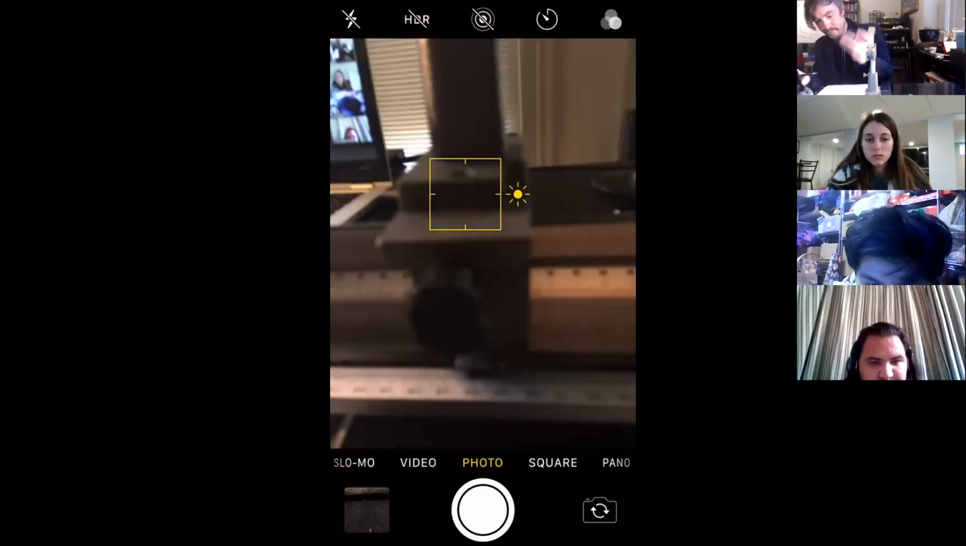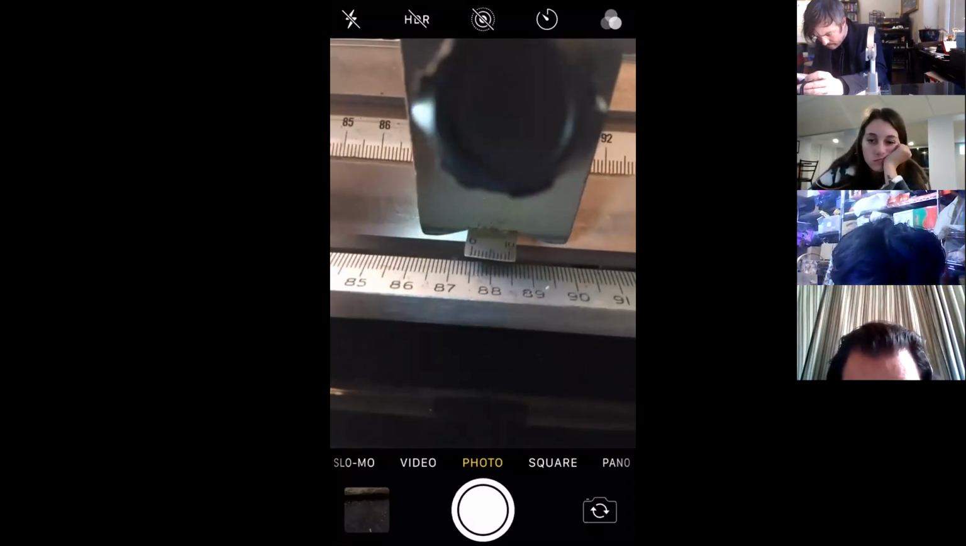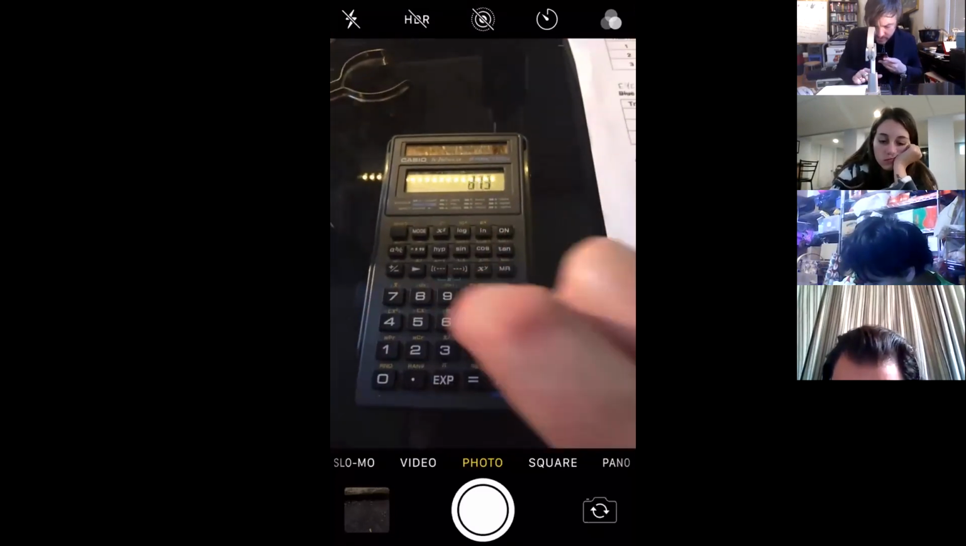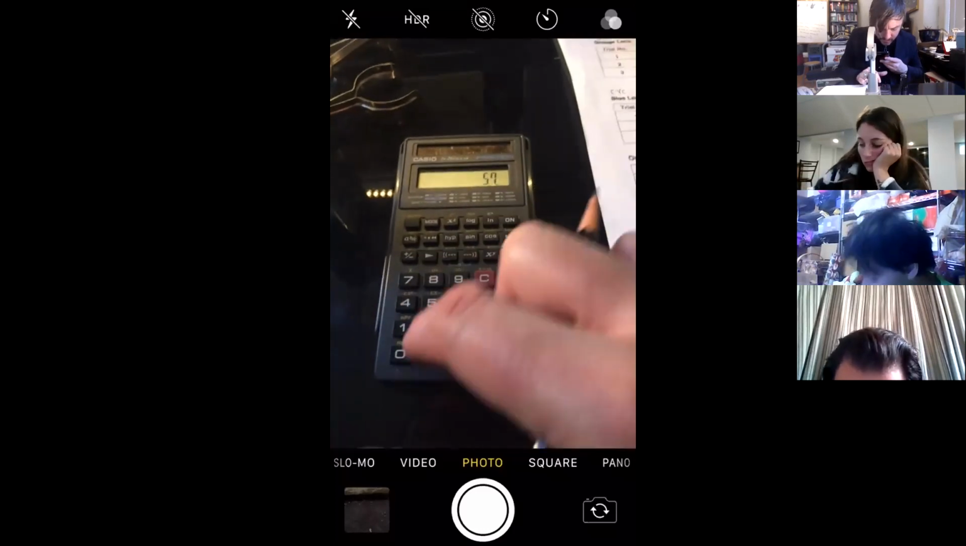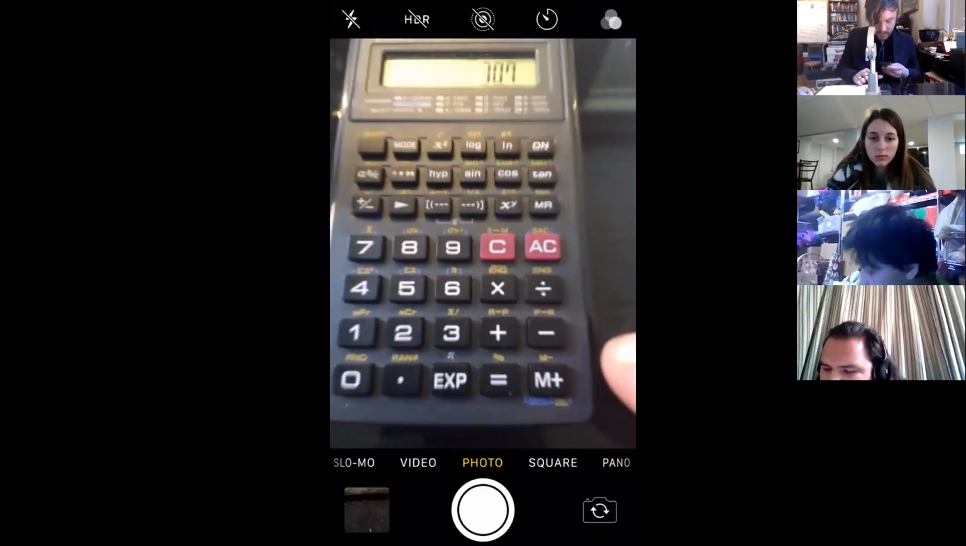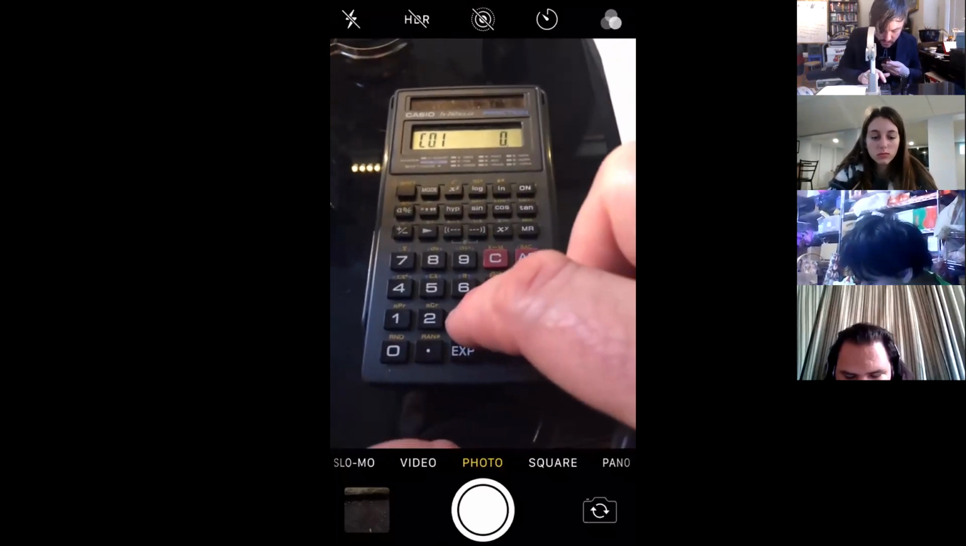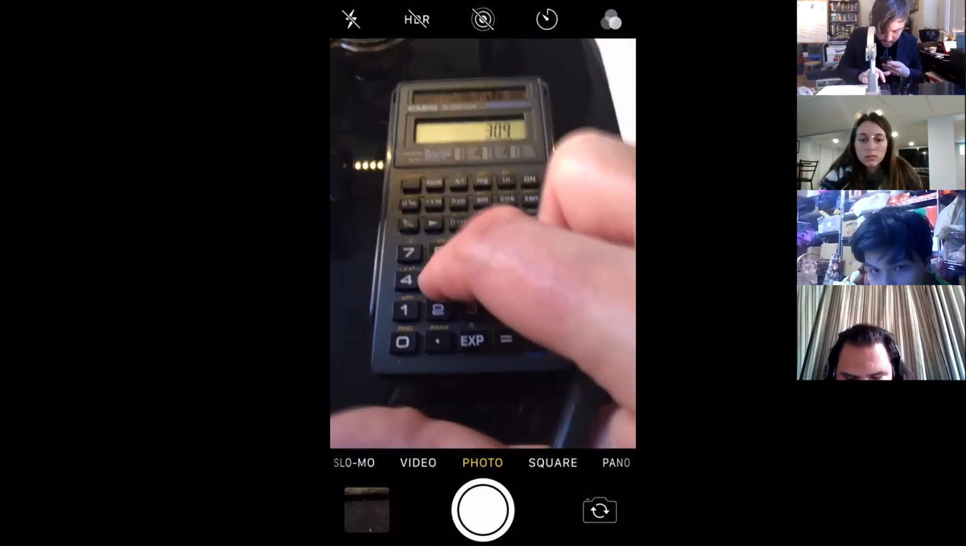And the second position? 87.9. 87.9 minus 57.2 is 30.7. All right. Let's calculate that focal length. 30.7 times 57.2 divided by 30.7 plus 57.2. Close parentheses and then equals.